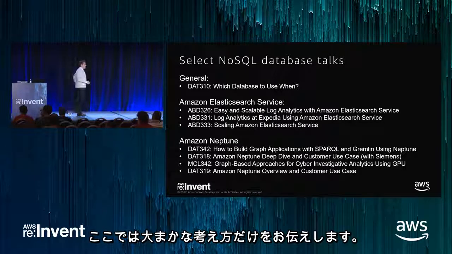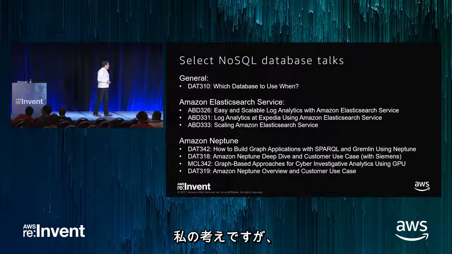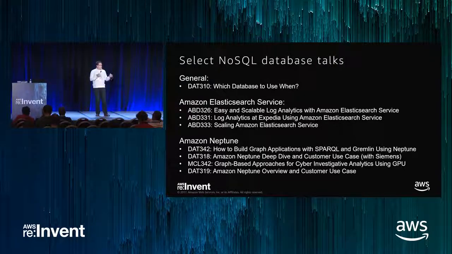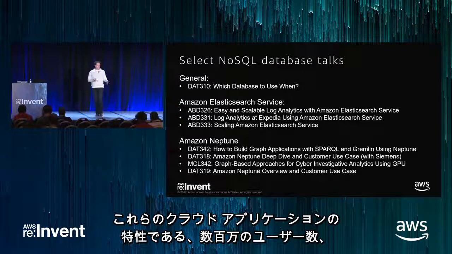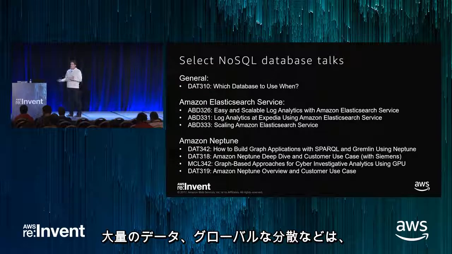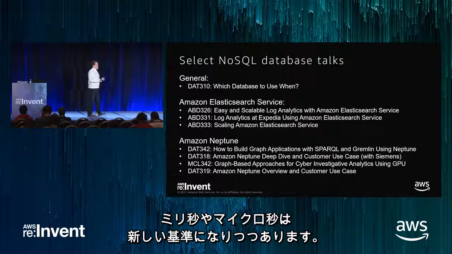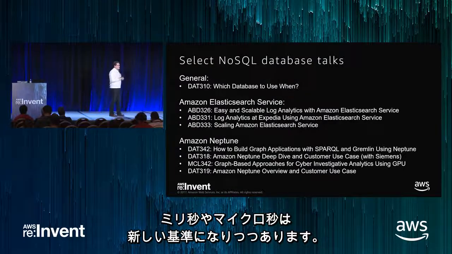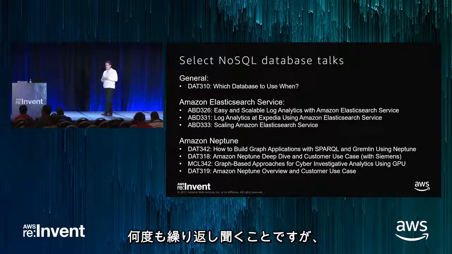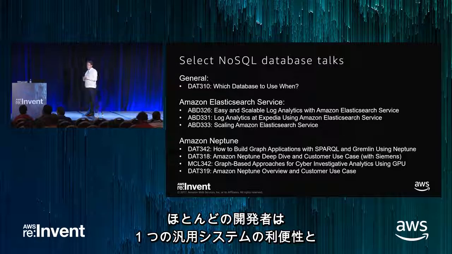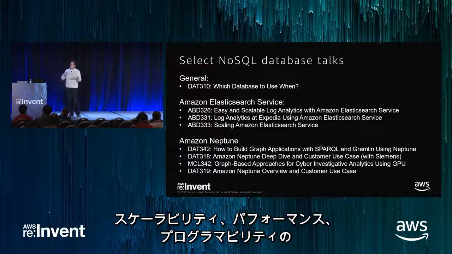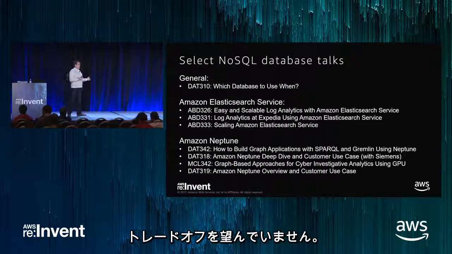So I'd leave you with this thought. My hunch is that the application characteristics of these cloud applications, in terms of having millions of users and lots of data, things being globally distributed, are here to last. Milliseconds and microseconds are really becoming a new norm. And what I hear from people over and over is that most developers are not wanting to trade off scalability, performance, or programmability for the convenience of a one-size-fits-all.